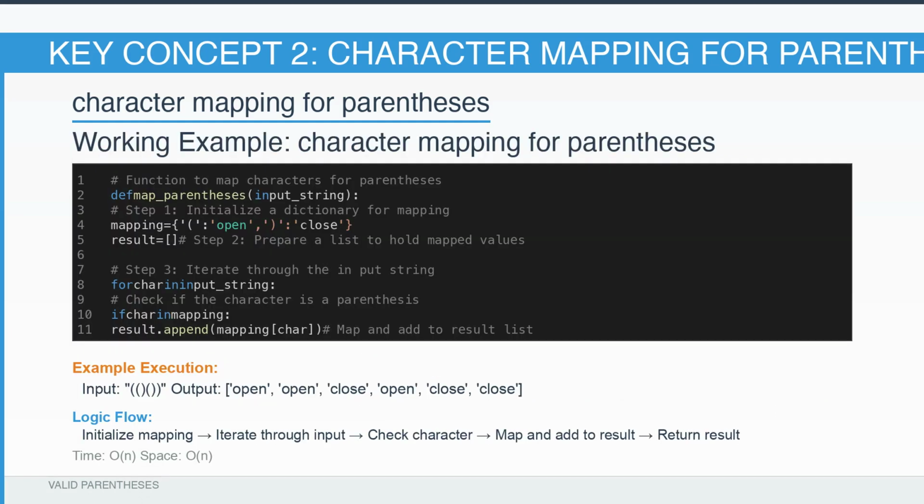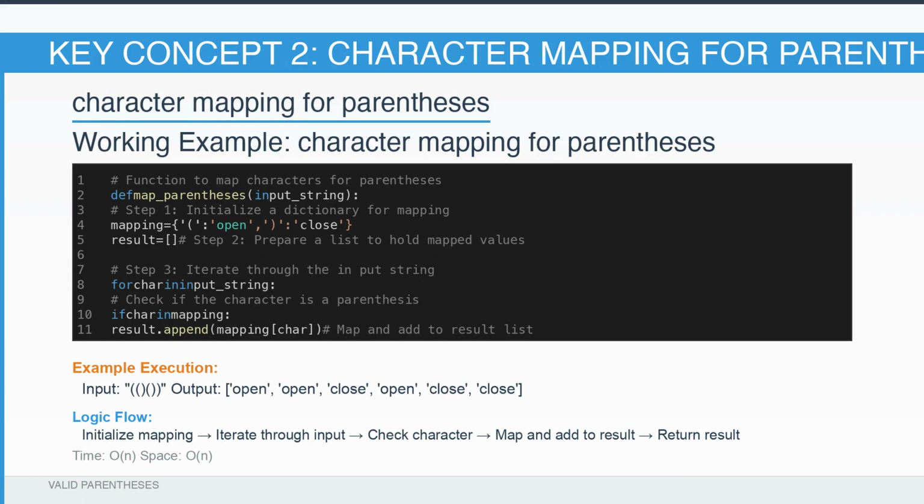In this slide, we have a function called map parentheses, which is designed to help us work with parentheses in a string. First, we initialize a dictionary called mapping, where we define an open parenthesis as open and a close parenthesis as close. This helps us understand what each character represents. Next, we prepare an empty list named result, where we'll store our mapped values. As we go through each character in the input string, we check if it is a parenthesis by looking it up in our mapping dictionary.